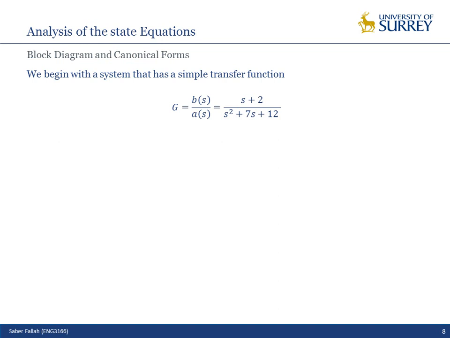To show that, I will explain through an example. We want to see what's the relation between a block diagram and the canonical forms of state space representation. Assume I'm given this transfer function. I want to see how I can calculate the matrices for the state space representation.